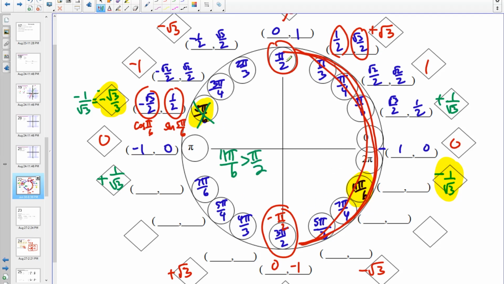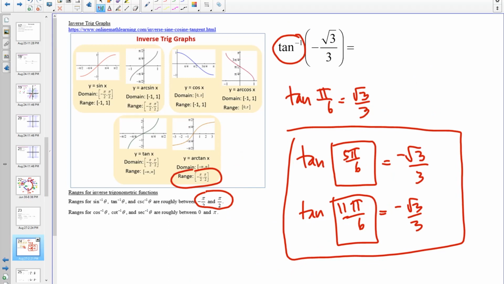And we need a number that's less than pi over 2, but greater than negative pi over 2. So what is another way to say this angle here, this spot on the unit circle, that is actually less than 0? So this is actually negative pi over 6. All right, so the answer to this problem here is negative pi over 6.